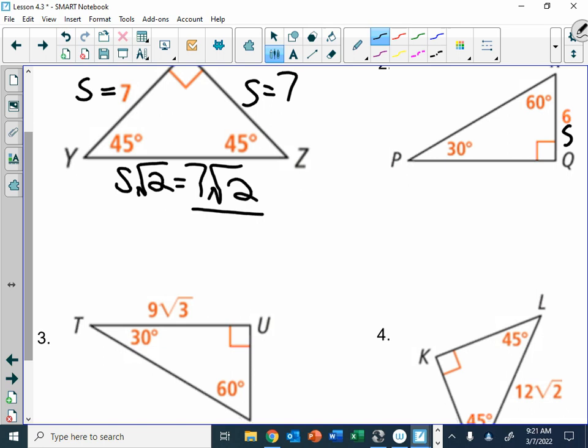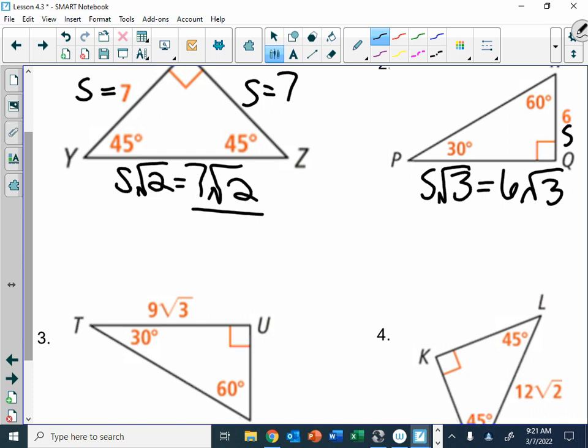Name the other side for me that's going to be the other leg. S times the square root of 3. That's PQ, that's your other leg. If S is 6, then S square root of 3 is just 6 square root of 3.